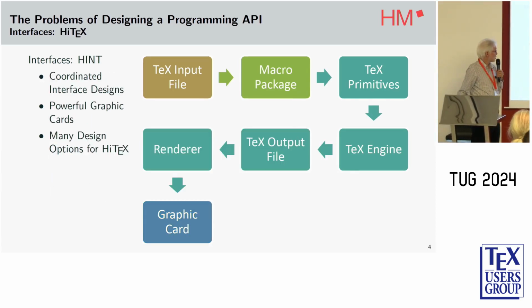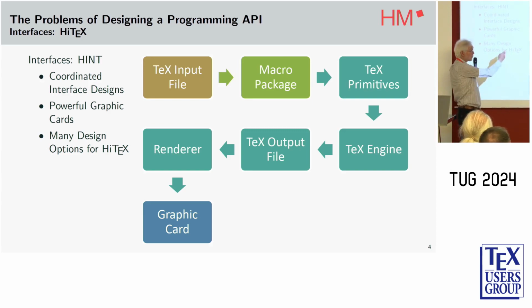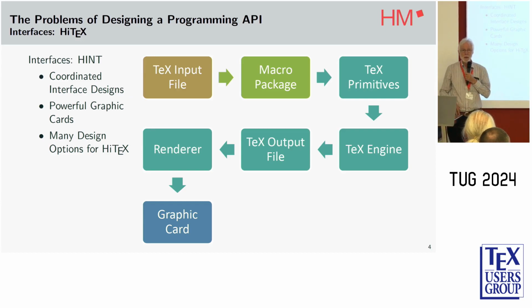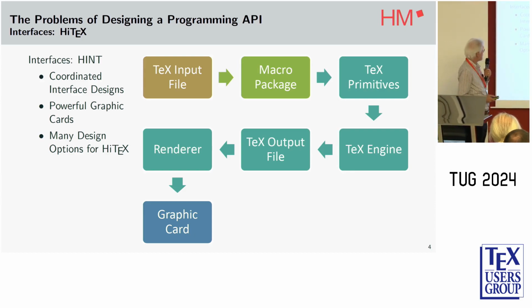This is my situation. I define the primitives, I write the TeX engine, I define the output file format, I write the rendering, and the graphics cards that we have today can do practically anything you like. So I have a much bigger design space on how I can shape my primitives. And so for what purpose do I use this freedom?